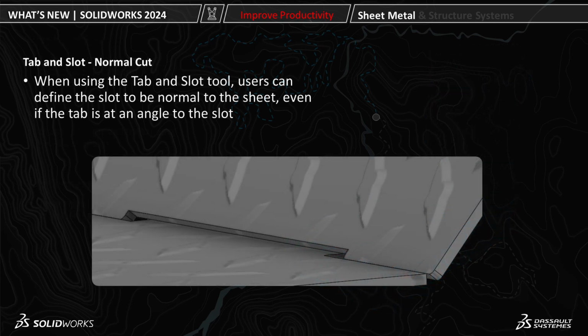As a bonus enhancement to the tab and slot feature not shown in the demonstration, we're now able to define the slot to be normal to the sheet, even if the tab is at an angle to the slot. SOLIDWORKS 2024 is a must upgrade to get access to all of these enhanced capabilities. The ripping of cylindrical components and the stamp command alone add a much greater level of convenience in your day-to-day workflow.